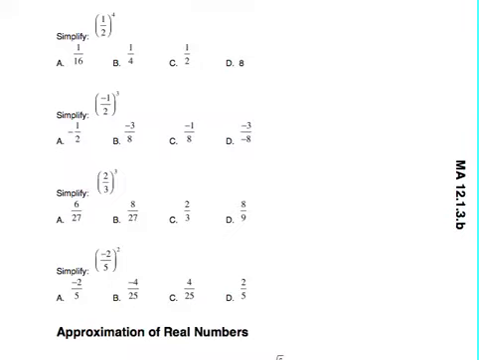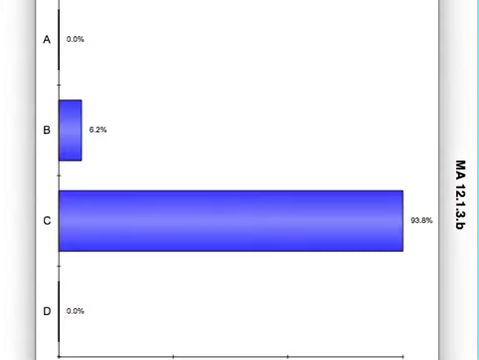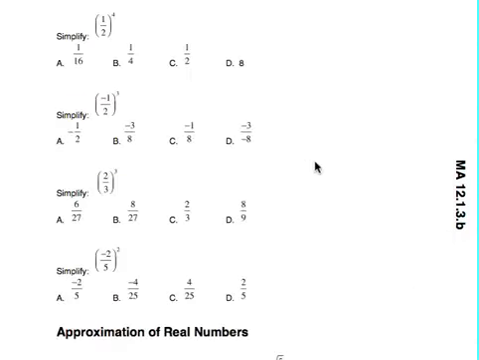Negative 1/2 to the third. The answer is, let's see what C is. It is negative 1/8. Nice job, because it's negative 1/2 times negative 1/2 times negative 1/2.